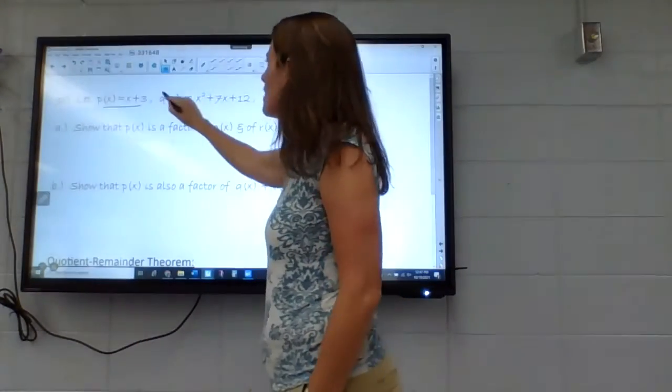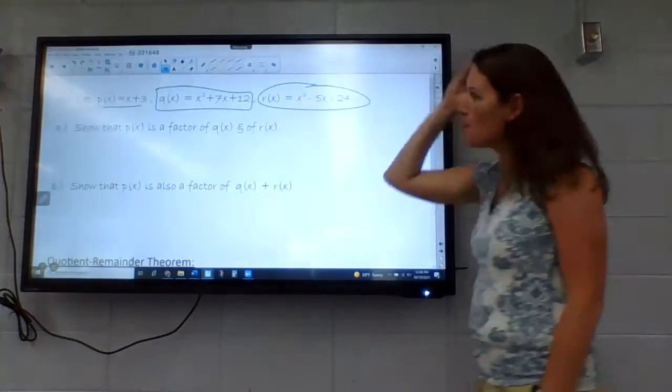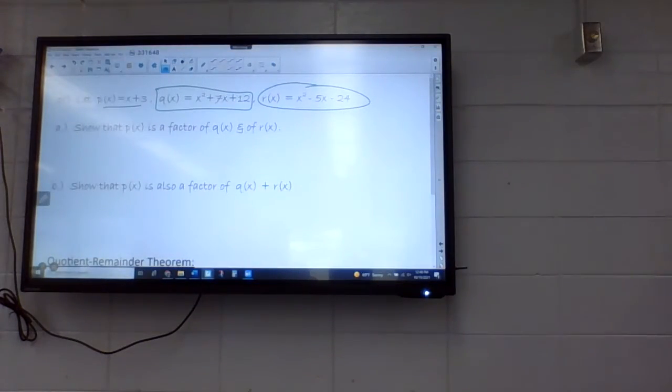P of x here, we have Q of x, and then we have our R of x. And we want to show that P of x goes into all three, so it's a factor of all three. Any thoughts on how we could do that?